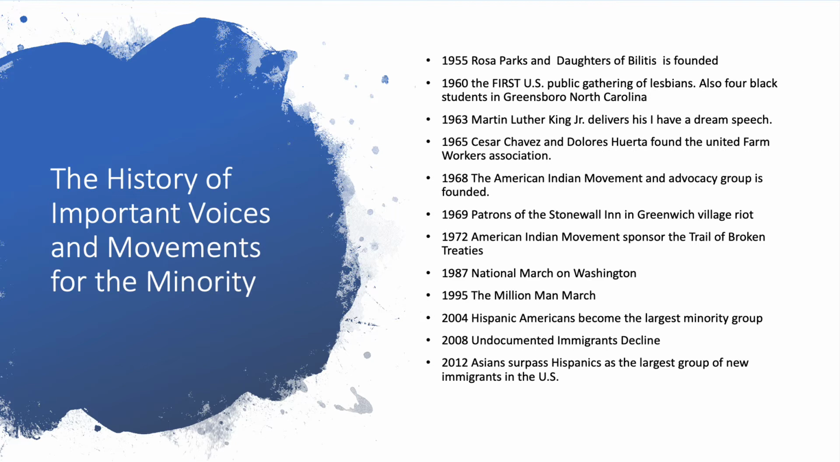segregated lunch counter. This act is what started black Americans to start nonviolent protests to prove they belonged and meant no harm. In 1963, Martin Luther King Jr. delivered his I Have a Dream speech, inspiring millions. In 1965, Cesar Chavez and Dolores Huerta, sorry if I mispronounced, founded the United Farm Workers Association. This helped farmworkers get better pay for their crops and better working conditions.